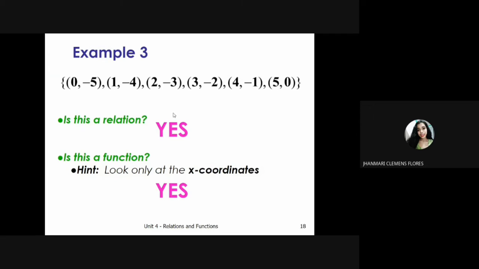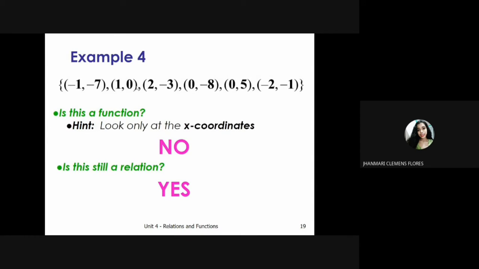Yes, it is. And is this a function? Obviously, it is. Why? Look at that. 0, 1, 2, 3, 4, 5. So focus on the x coordinates. They are all different. Therefore, it's a function. Simple.